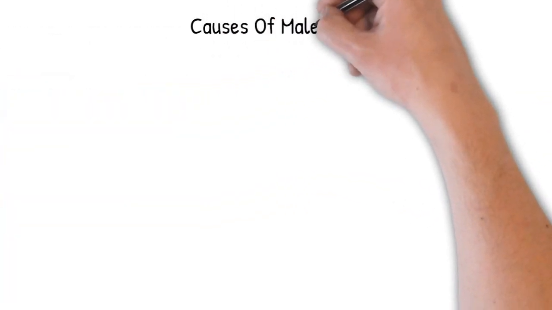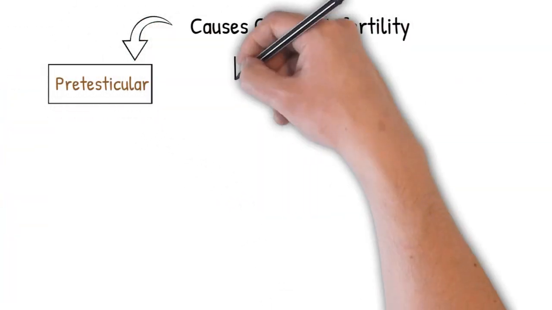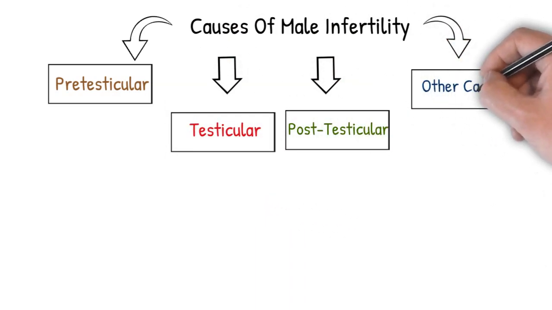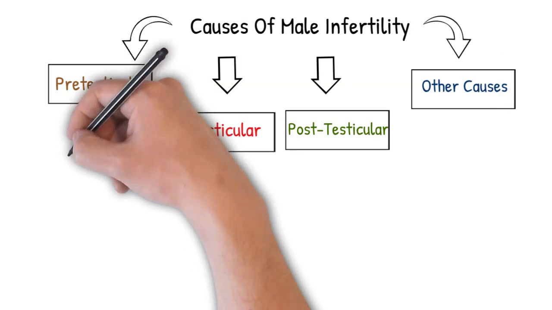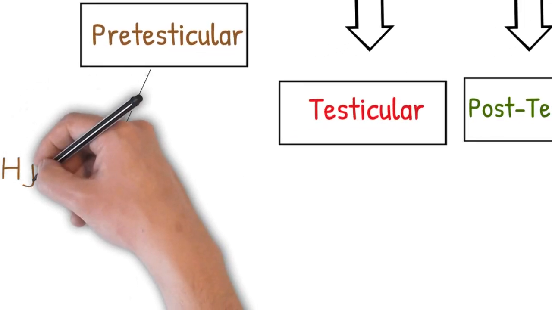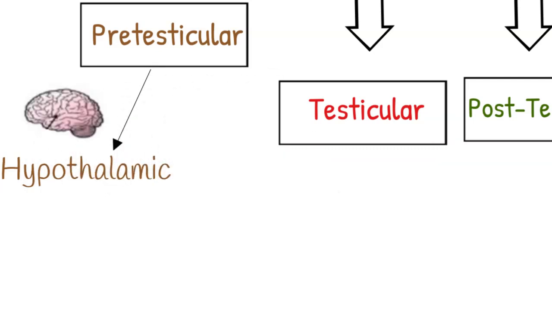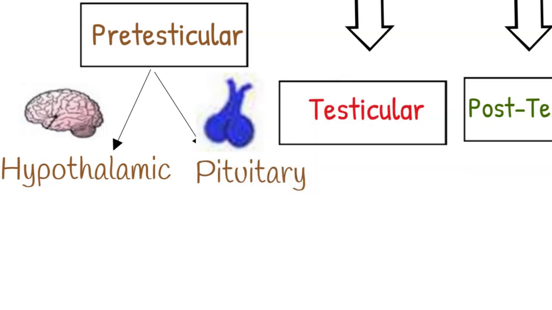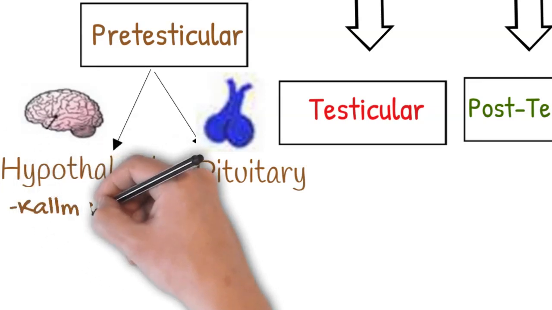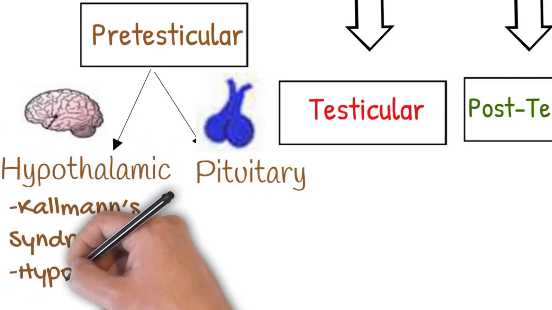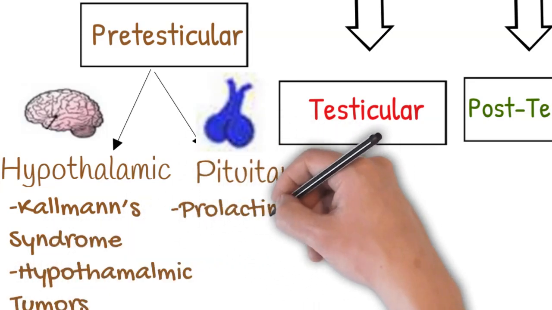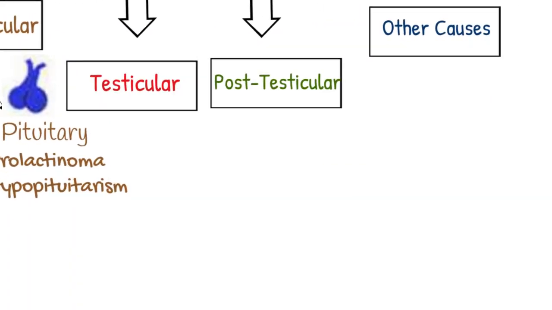And now we can classify the causes of male infertility into pre-testicular, testicular, post-testicular, and other causes of male infertility. Pre-testicular causes أو endocrine causes للميل infertility، ودي معناها إن في مشكلة في الهرمونز اللي بتوصل للتستس عشان تشتغل، وعشان كده إحنا ممكن نقسمها إلى hypothalamic causes و pituitary causes. hypothalamic causes وأشهرها حاجة اسمها الكالمان سيندروم، وحاجة تاني اسمها الهايبوثالاميك تيومرز. والبيتيوتري كوزز أشهر حاجة ليها هي البرولاكتينوما والهايبوبيتيوتريزم.